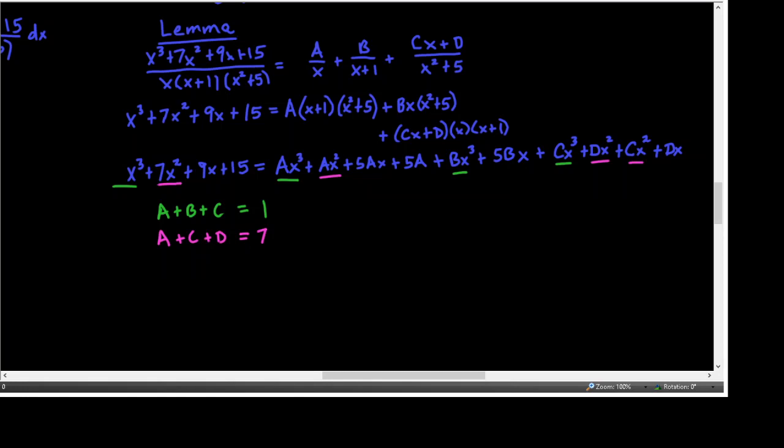Okay, let's do the x's. So we have 5a plus 5b plus d equals the number of x's on the left side, which is 9. And then finally, the constants. 5a.